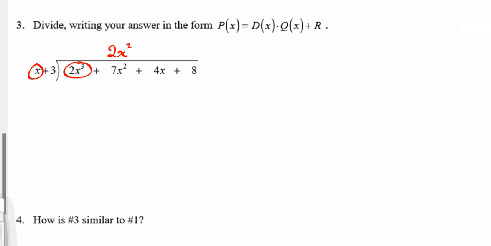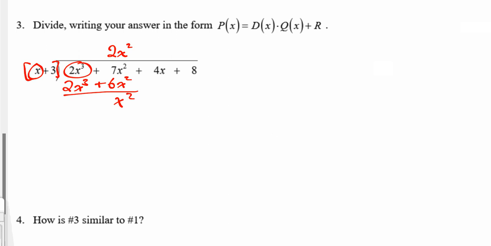I'm going to take that 2x squared times this entire binomial. So 2x squared times x, 2x cubed. It should be identical to the term above. Otherwise, we've made a mistake if they're not exactly the same. 2x squared times 3, 6x squared. And then again, just like long division, we'll subtract. The first two terms cancel out, the cubic term, and then 7x squared minus 6x squared, 1x squared.